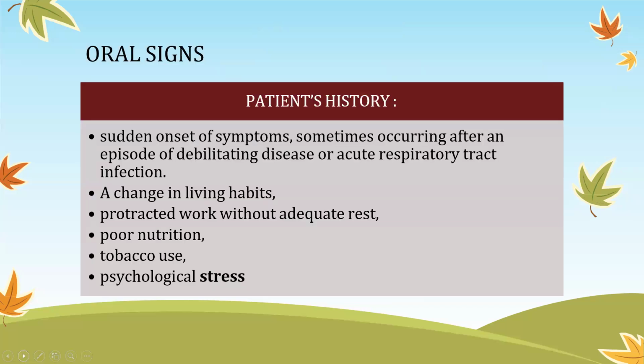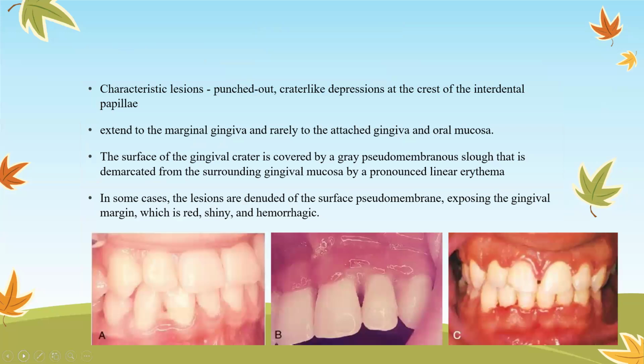So what are the oral signs? The patients will give a history of sudden onset of symptoms, sometimes occurring after an episode of debilitating disease or an acute respiratory tract infection. And there will be a change in living habits of the patient, or there can be a protracted work without adequate rest, poor nutrition, tobacco use, or psychological stress.